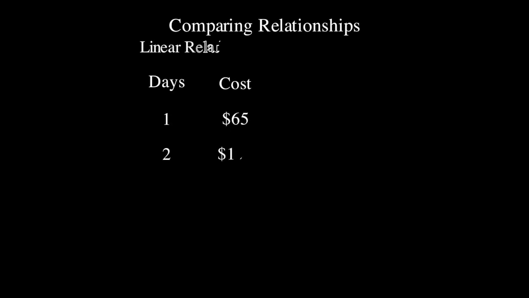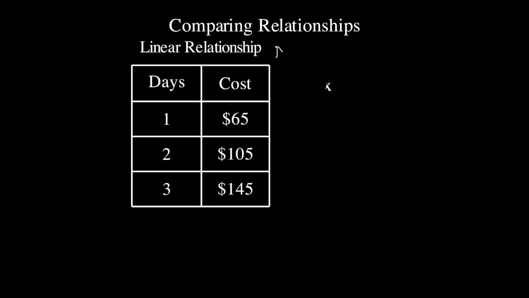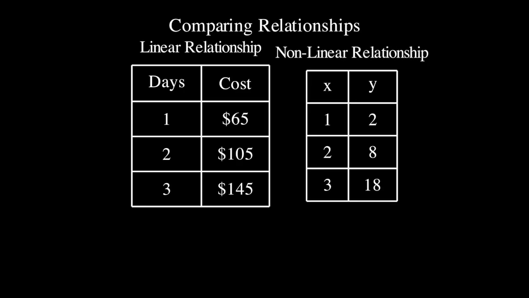So, how can we determine if something on a table is a linear relationship or not? Well, we can look at the common difference, or CD. Here, we see that there are days to cost on the table. For one day, the cost is $65. For the second day, the cost is $105. For the third day, it's $145. This is a linear relationship, as there is a clear common difference of $40 being added for each subsequent day.